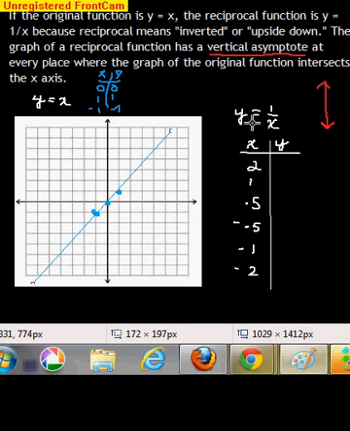To graph its inverse, the vertical asymptote is going to be where the graph crosses the x-axis. So it crosses the x-axis right here, so the vertical asymptote is going to go through that point right there. So let me just draw in a vertical asymptote.